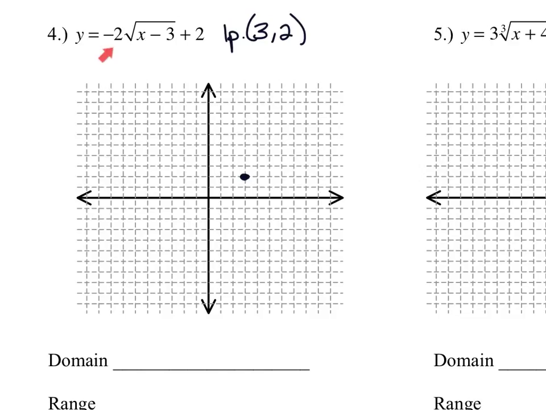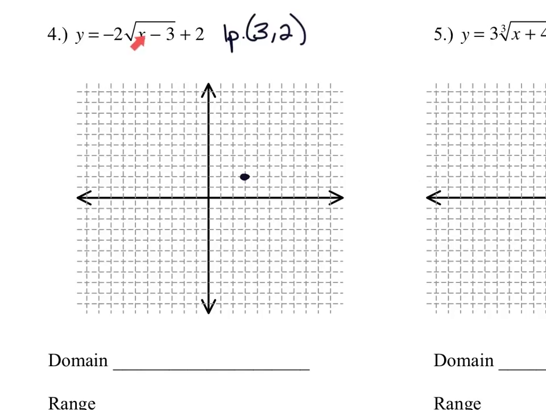Now a few things to note about the -2 in front. I know that this is going to be reflected across the x-axis because of the negative sign, and the 2 will vertically stretch it. It'll be further apart than the normal square root function. Now I'm going to plug in some numbers, and I'm going to use numbers that will make this a perfect square inside.